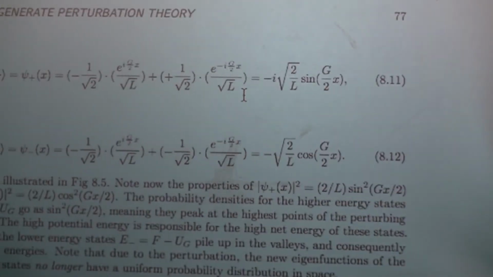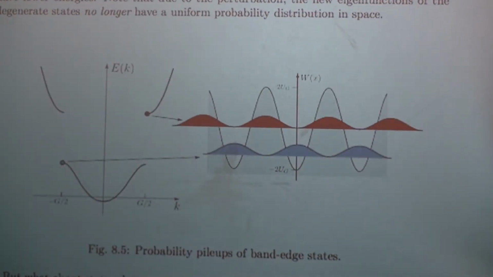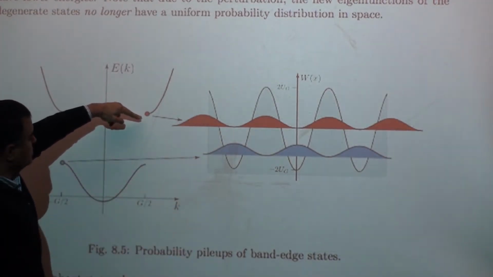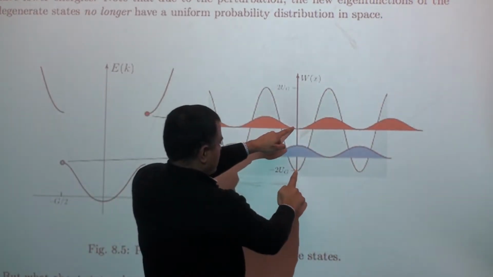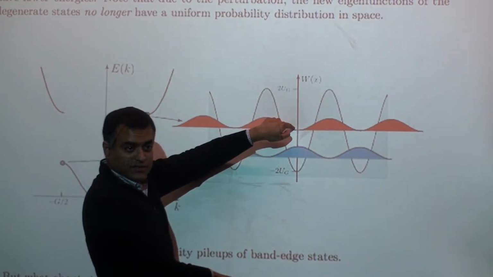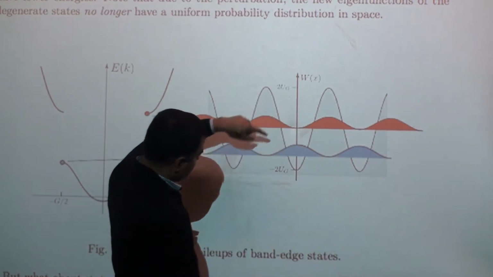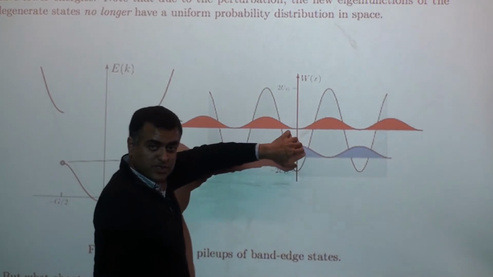When you evaluate it, what you get is the upper state looks like a sine g/2, and the lower state looks like a cosine g/2. Now I want to plot it. Here's my upper state, the energy plus UG. When you say it's sine, you can see its minimum is at the minimum of the periodic potential. So that's the state that was pushed up. The state that was pushed down is a cosine, so its maxima is where the potential has its minima.